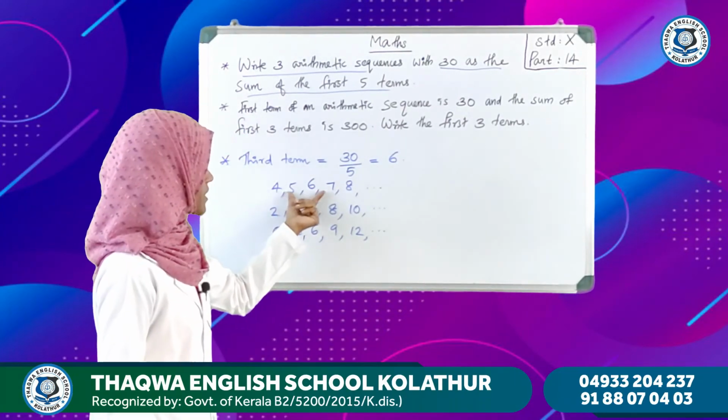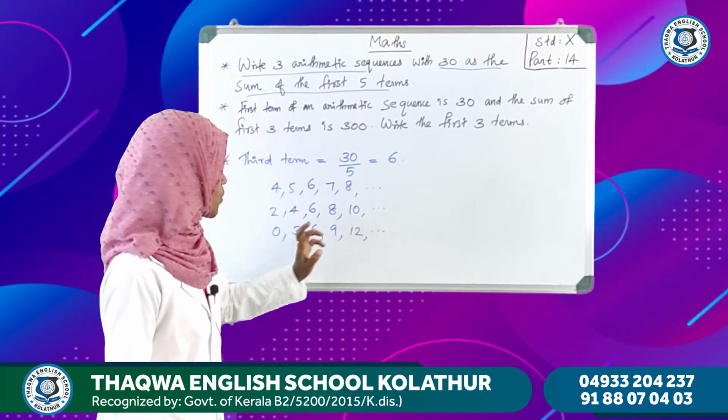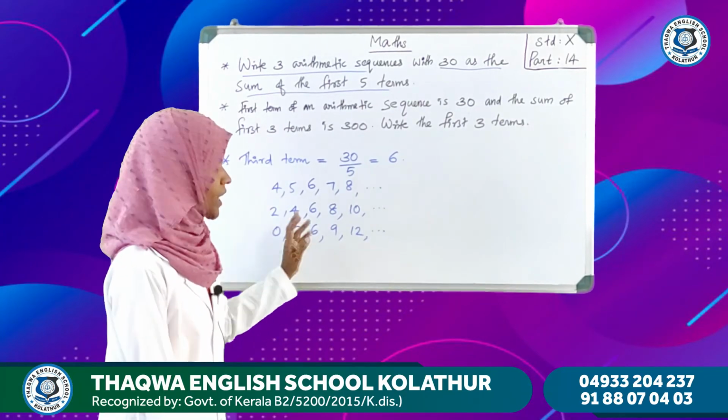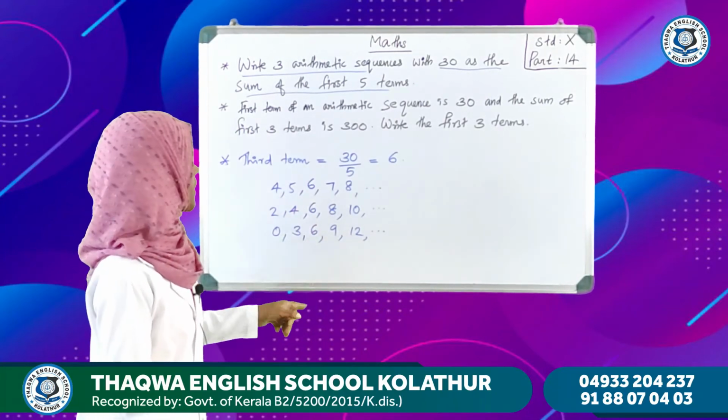Okay. In this case, common difference is 1. Here, common difference 2. In the third case, common difference is 3. Okay. Now we can make another sequences also using this given condition.